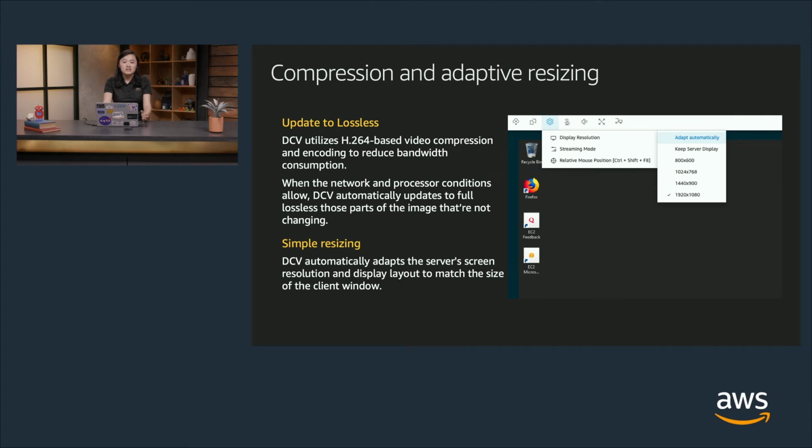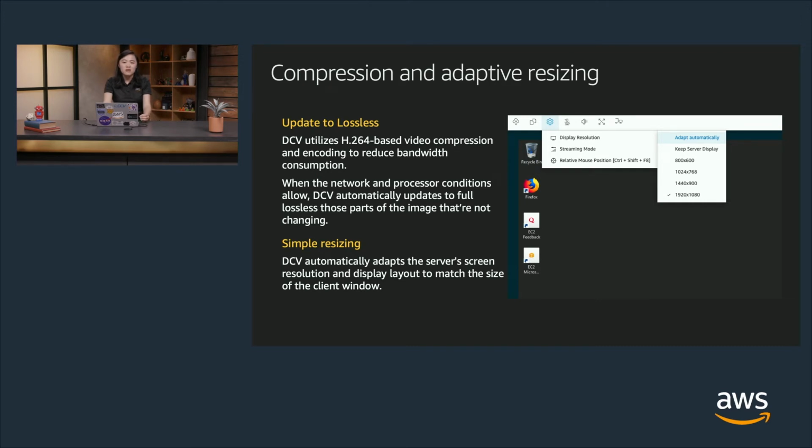DCV utilizes H.264-based video compression and encoding to reduce bandwidth consumption. When the network and processor conditions permit, NICE DCV automatically updates to full lossless. Note that DCV would not simply use lossless all the time at the expense of bandwidth. It will automatically update the screen image to full lossless for parts that are not changing.